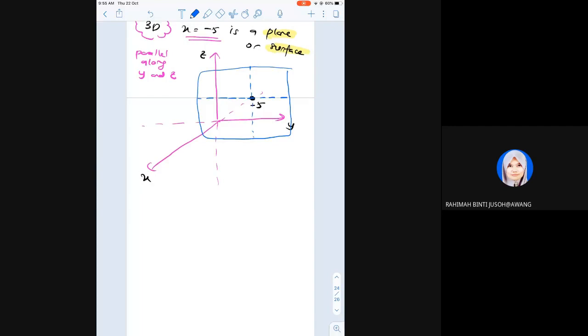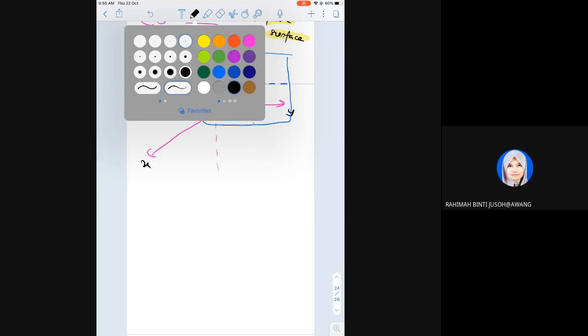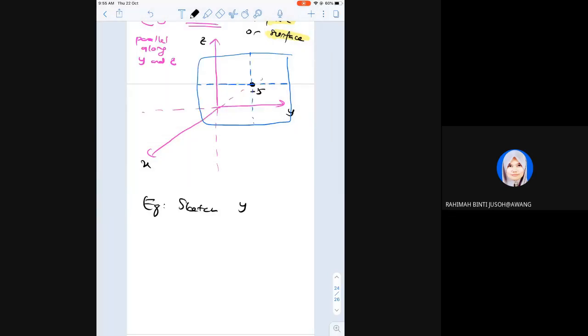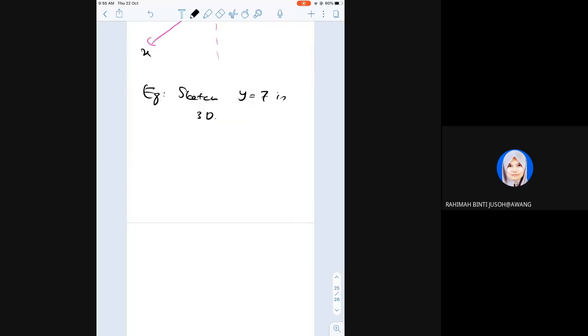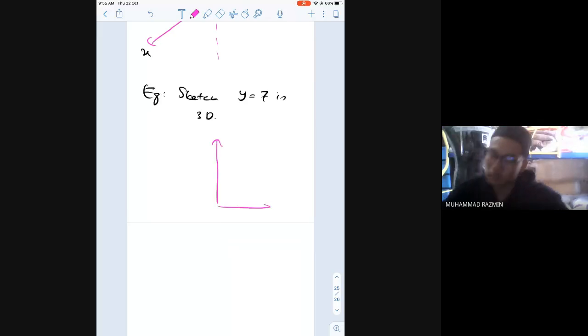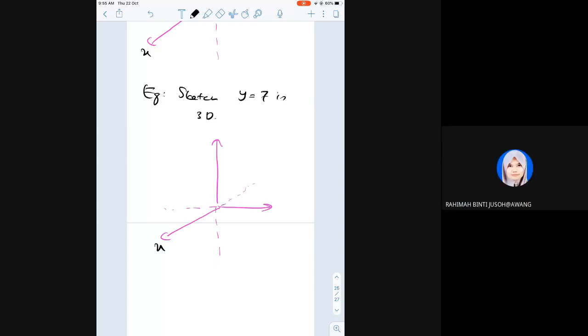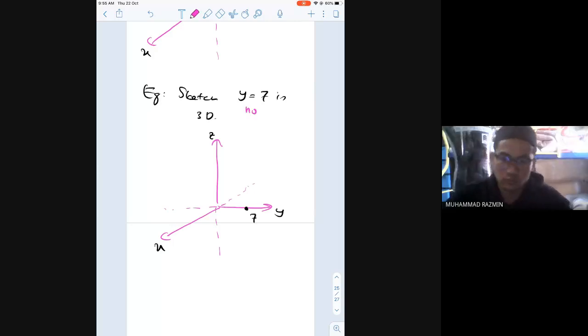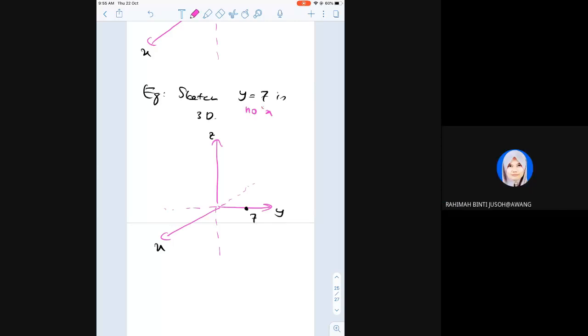Okay, so what if I give you an example: sketch Y equals to 7 in 3D. Okay, Y equals to 7 in 3D. So let us plot the graph. We have X, Y and Z. Y equals to 7, so let's say here is 7. Okay guys, there is nothing else in this. No X, and then no Z.